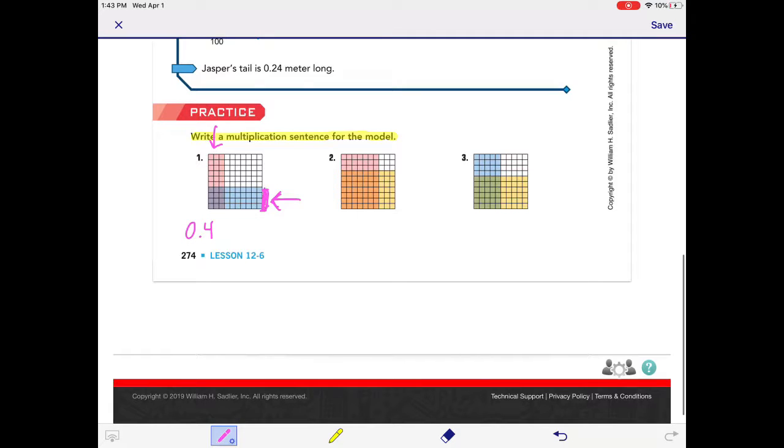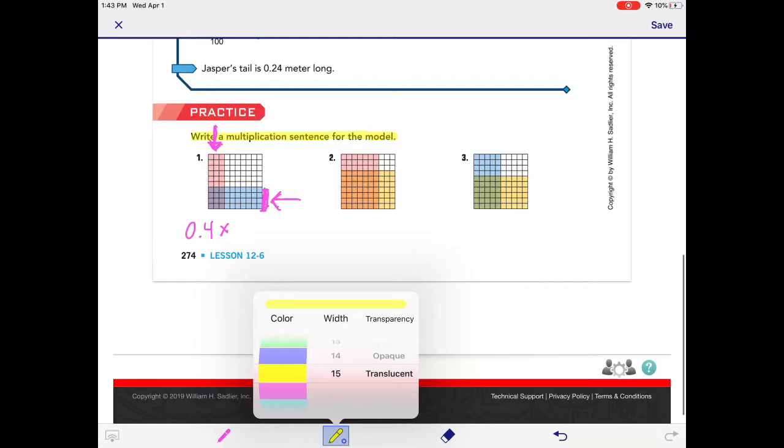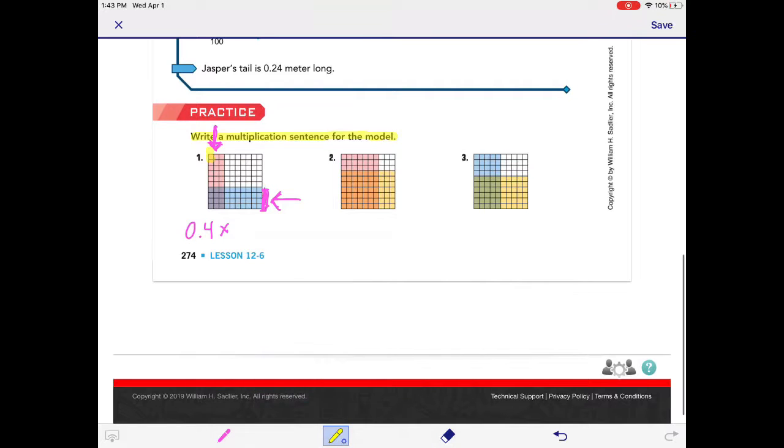So now our other factor is going to be right here vertically. We have 1, 2, 3. We can see that there are 3 columns. 3 columns, each worth 1/10, means that our other factor is 3/10. So we're going to write 3/10. So this model is 4/10 times 3/10.